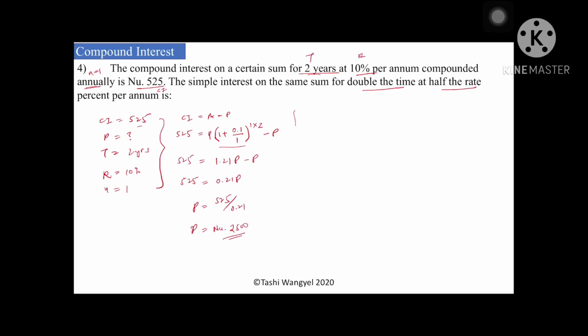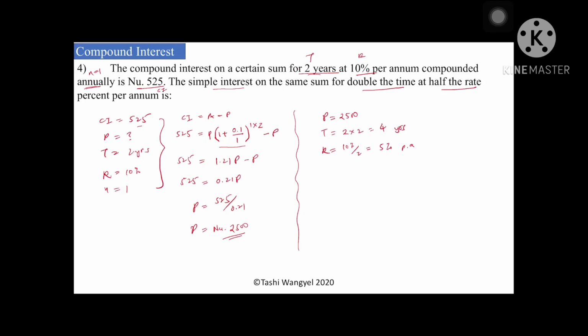So the principal is 2500. Now find the simple interest on the same sum. The principal is 2500, the time is double, 2 times 2 is 4 years, and the rate is half, the 10% becomes 5%.